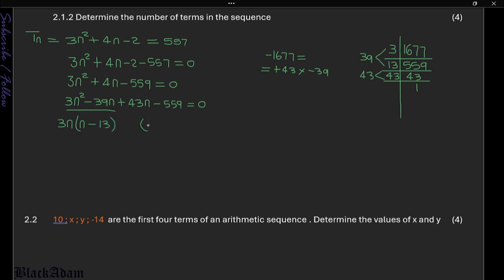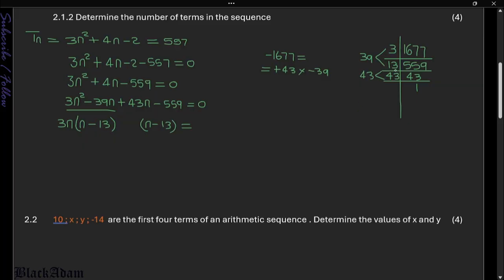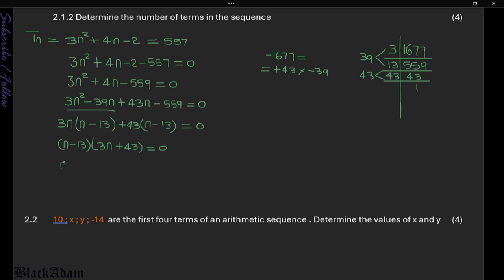So we repeat that, which is n minus 13, and then we know that 559 divided by 43, that's 13, so we're going to factor 43 there. So that's positive 43. From positive 43, factoring out the bracket n minus 13, we cancel that, we have 3n, and when we cancel out 3n minus 13, we have positive 43, and that gives us 0. So our n is 13, or n is negative 43 over 3.